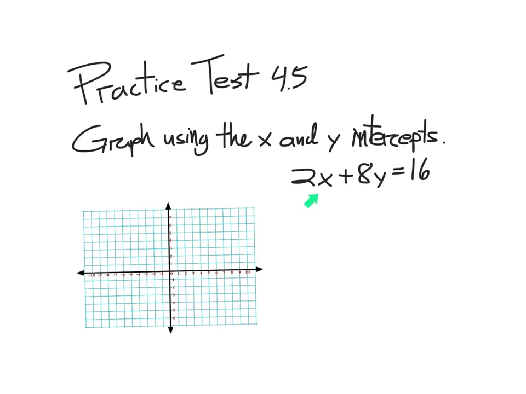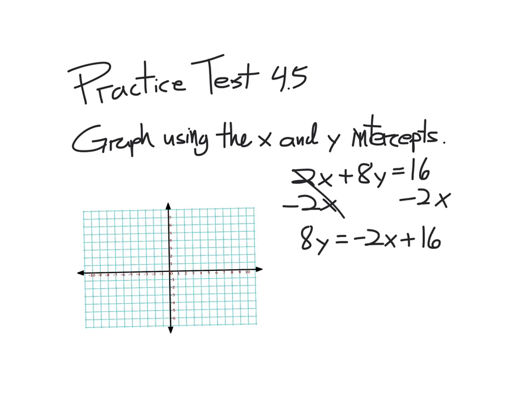So let's get to solving this equation so that I can graph it for the x and the y intercepts. When I say solve it, what I need to do is convert it from standard form to slope-intercept form. In order to do that, I need to solve for y. So my first step is to subtract 2x from the left and subtract 2x from the right. This cancels out, and I get 8y is equal to negative 2x plus 16.